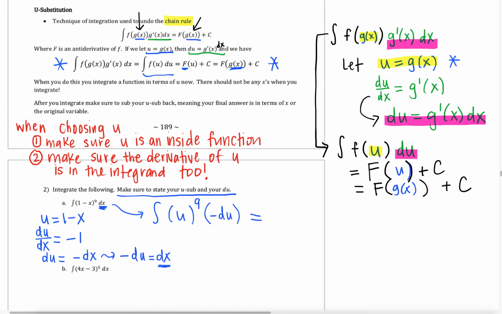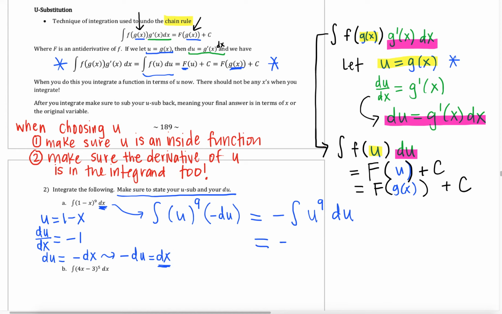I'm going to take out any scalars that I have. So we learned from properties of integrals that any scalars can be taken outside of the integral, and that negative 1, which is being multiplied, is a scalar there. So I'm going to take that out of the integral, and we'll have negative the integral of u to the 9th du. Now our u sub is complete, and we can go ahead and actually find an antiderivative from here.